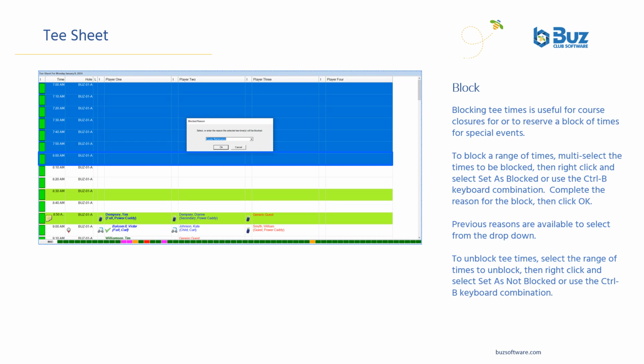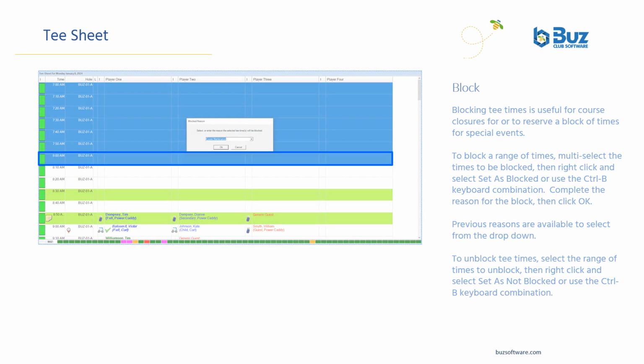To unblock tee times, select the range of times to unblock, then right-click and select Set as Not Blocked or use the Control-B keyboard combination.